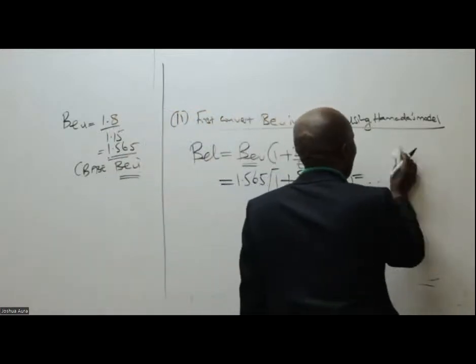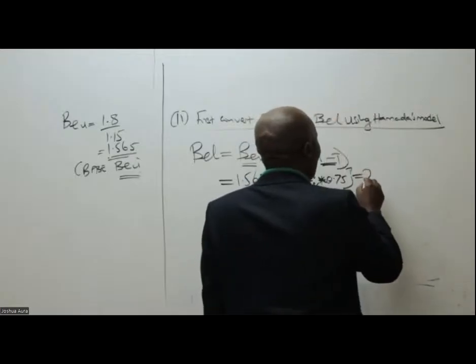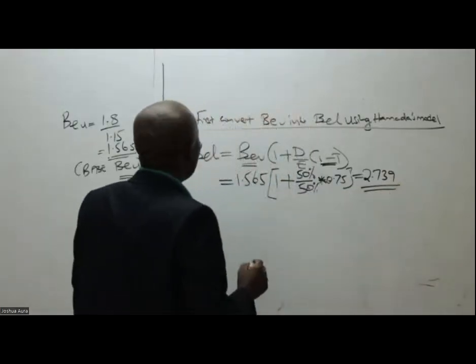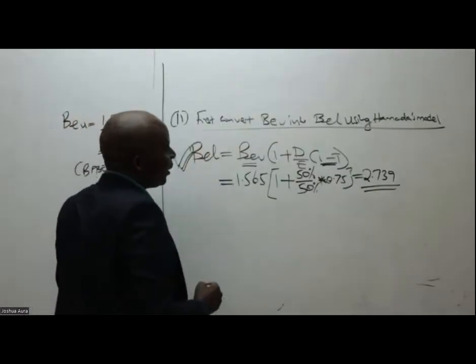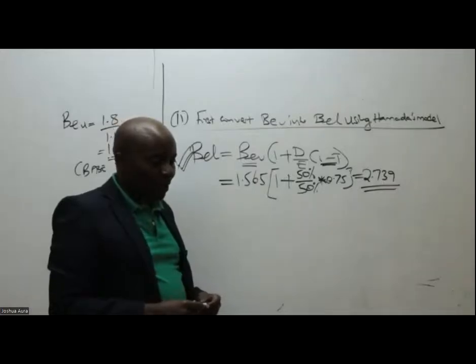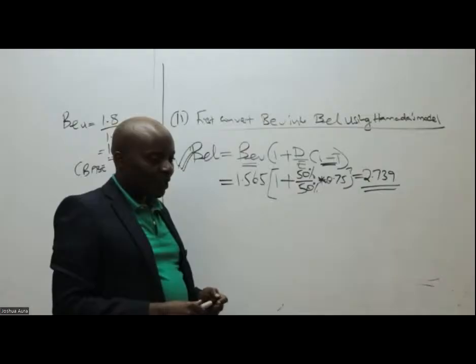2.739. So this is 2.739. Now, having gotten this BEL, having worked this out with the Hamada's model, what do you think will be the next step? Naomi is getting quite a different answer.